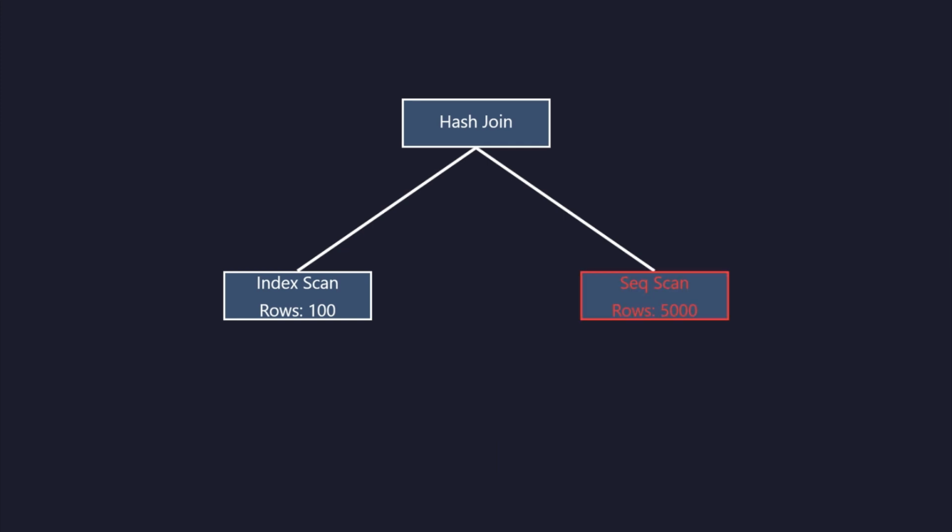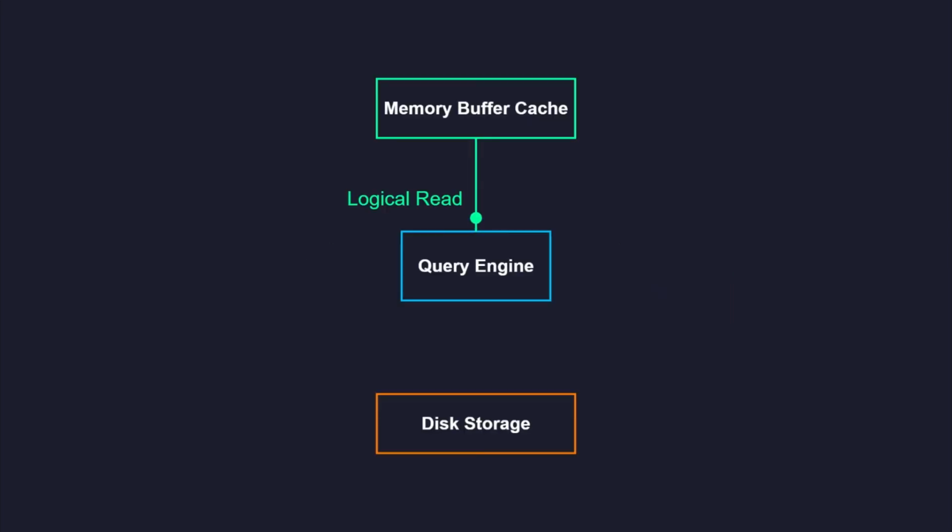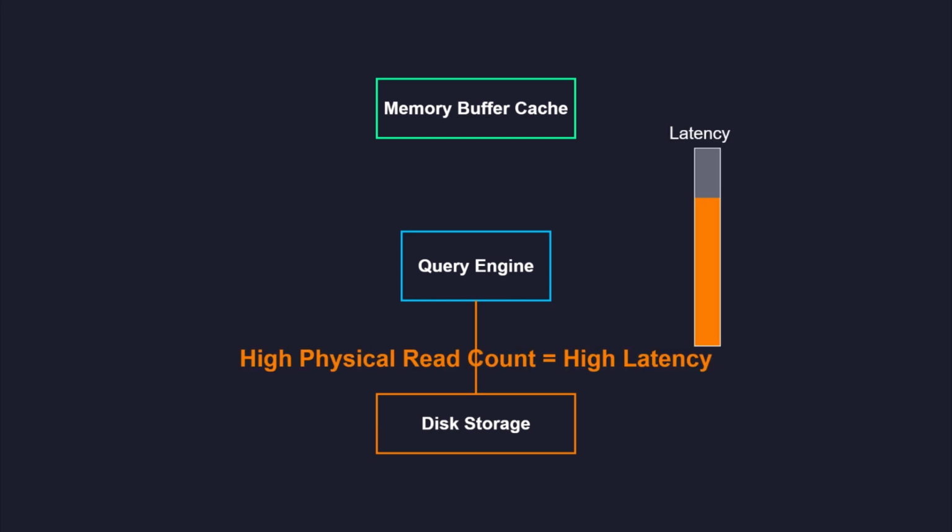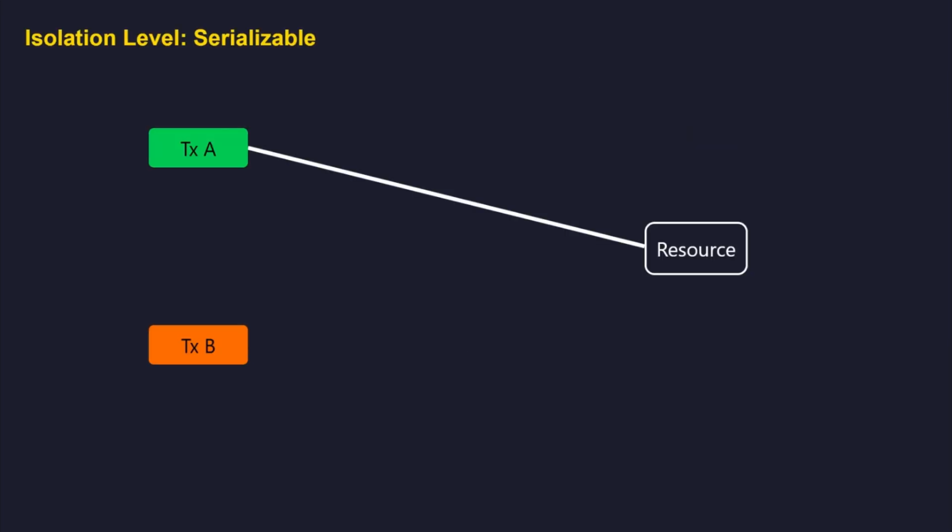Comparing the two reveals where the optimizer made wrong assumptions about row counts or data distribution during the planning phase. Logical reads occur when the engine finds data in the memory buffer cache. Physical reads occur when it must fetch data from the disk. High physical read counts are the primary targets for optimization to reduce query latency. High isolation levels can cause execution plans to stall due to row or page locks.